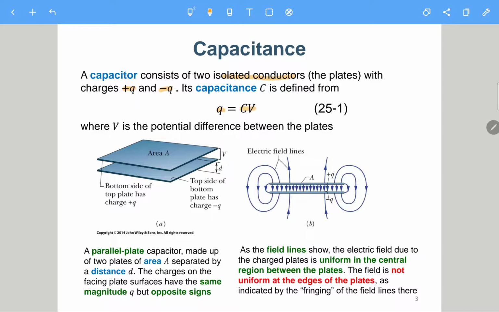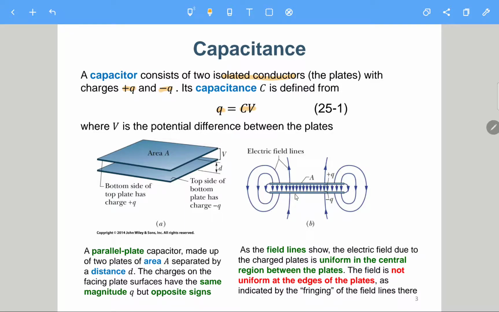So actually we have learned how to calculate the E field between two infinitely large plates. Suppose this plate and this plate are infinitely large, and then placed close together. You know that the E field in between will be constant. So it starts from the positive plate to the negative plate.